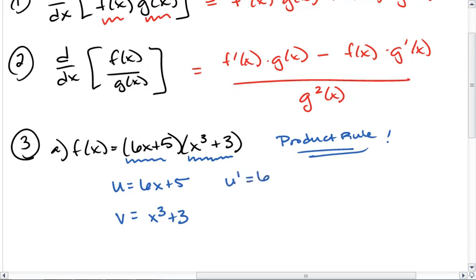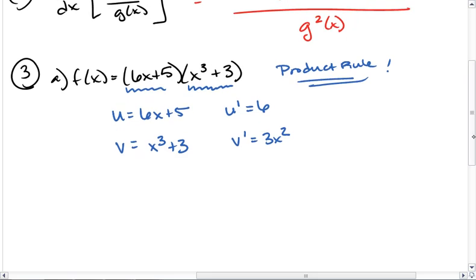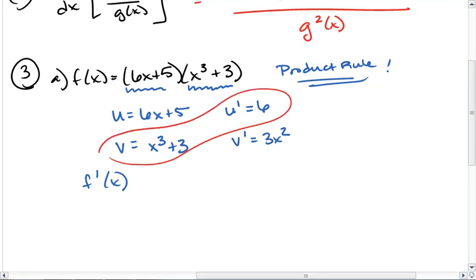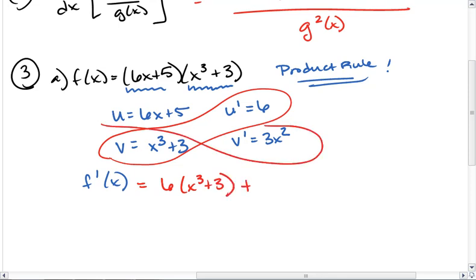So u prime is 6, v prime is 3x squared. I then use the product rule and find that f prime of x will equal 6 times x cubed plus 3 plus 3x squared times 6x plus 5.